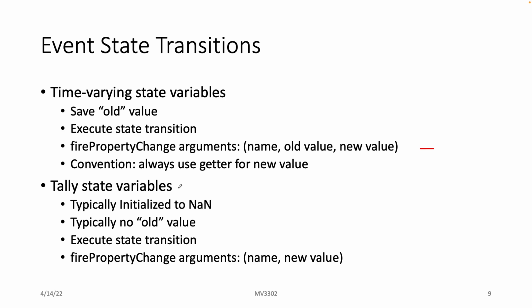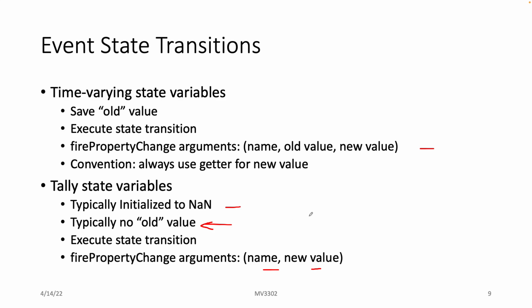For tally state variables like delay in queue and time in system, we will typically initialize those to not a number, because they don't exist until a certain event later occurs. There typically is no old value, and so we just fire the state transition with the name and the new value. And the reason for that is because they're a tally, the old value is really irrelevant.